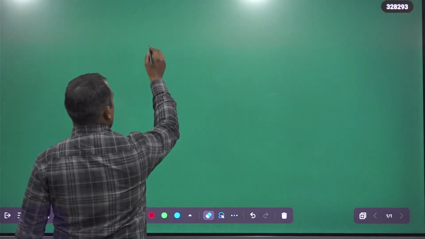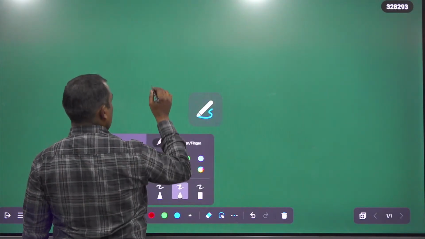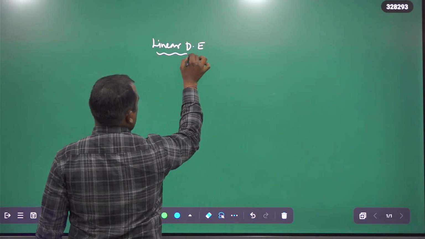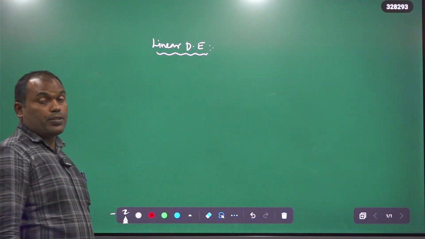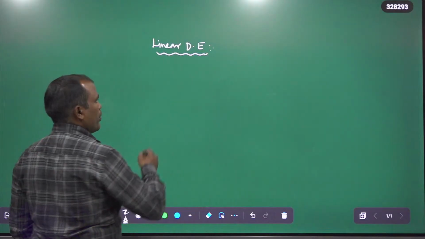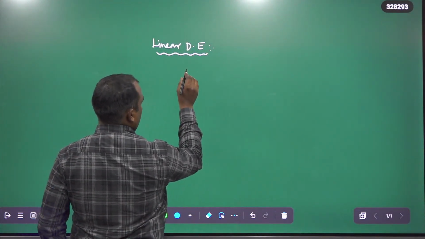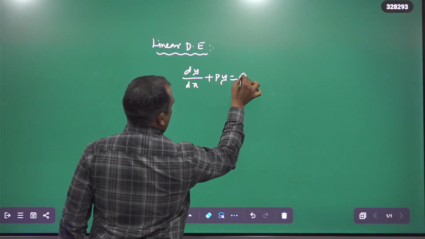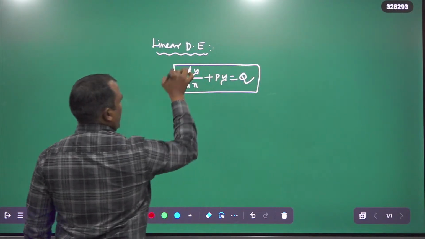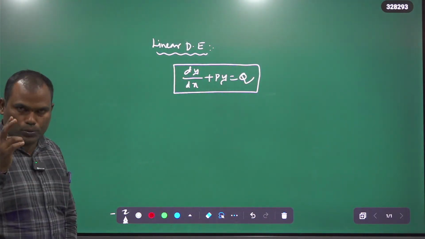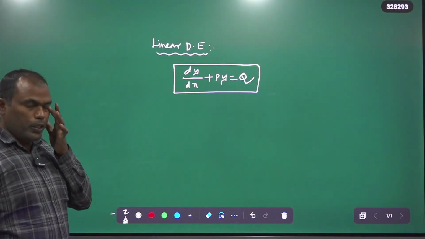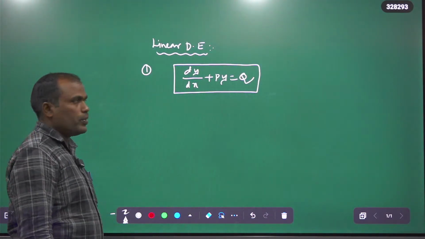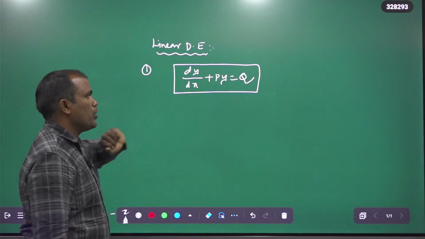Now coming to linear differential equations. A linear differential equation is a first degree differential equation of the form dy by dx plus py equal to q. In this also we have mainly two cases. This is the first one: a linear differential equation of the form dy by dx plus py equal to q.